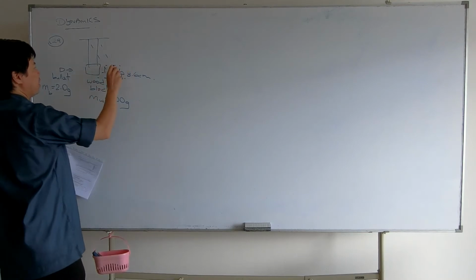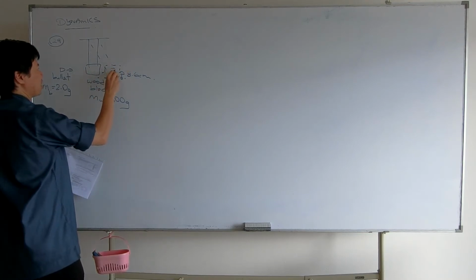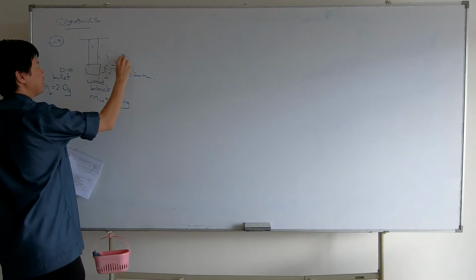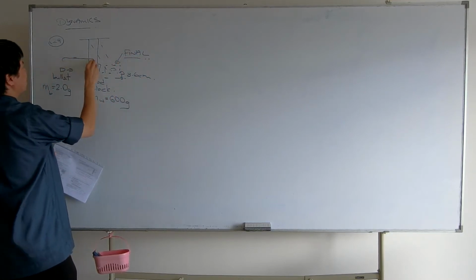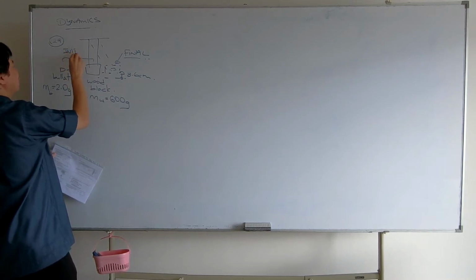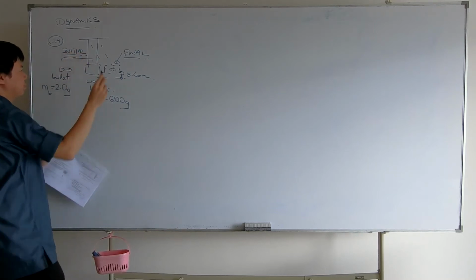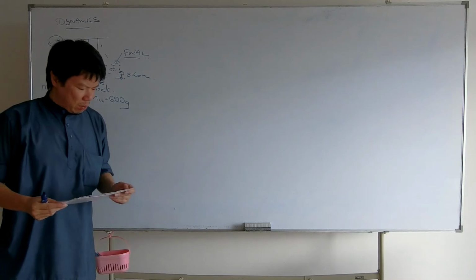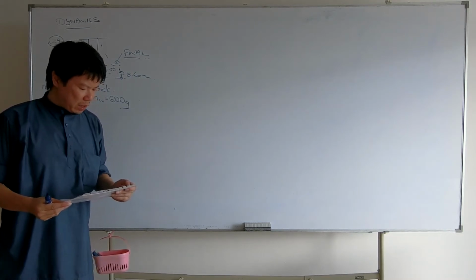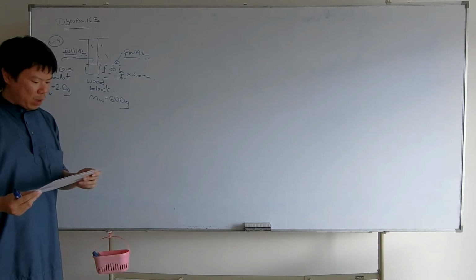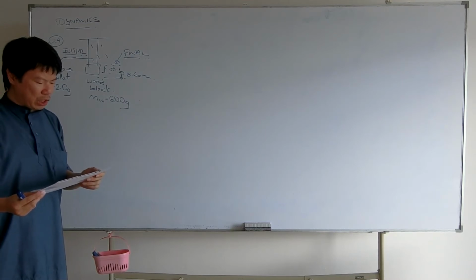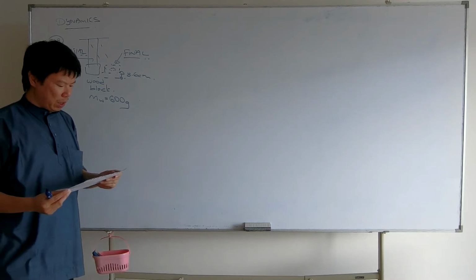Final diagram. This one has the bullet in it as well. Okay, so this is your final diagram, and this one is your initial diagram. The block and bullet rise together a vertical distance of 8.6 centimeters as shown in the figure. A1. Calculate the change in gravitational potential energy of the block and bullet.